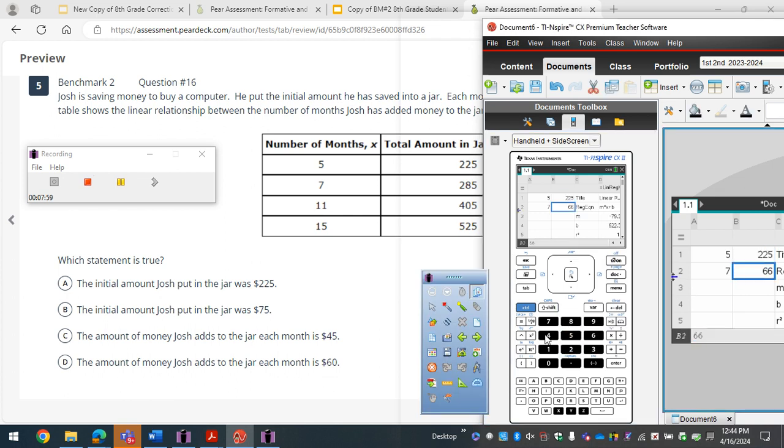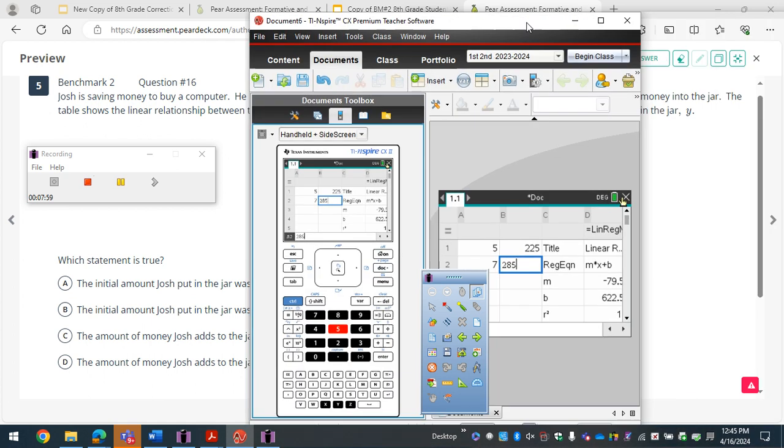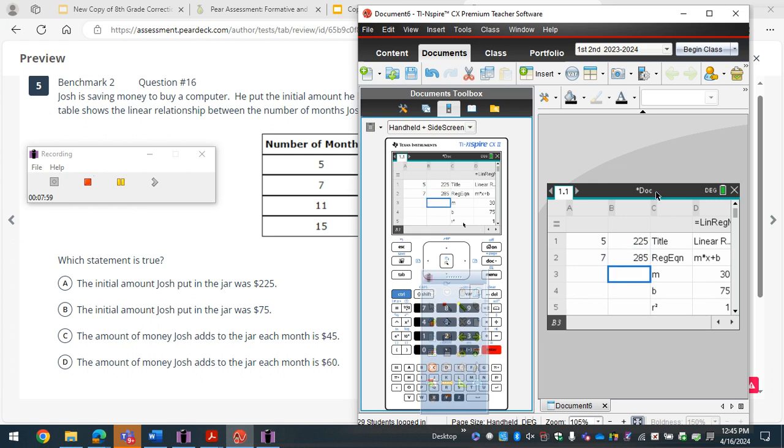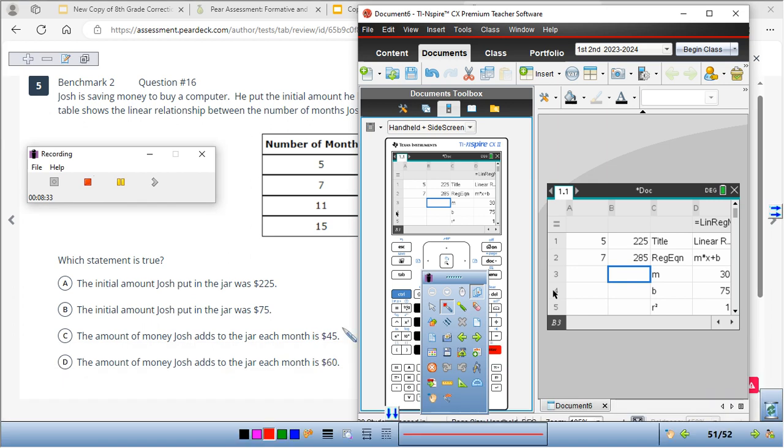225. 285. Okay. So M is 30. So each of these M's on here should be 30. So that's out. That's the matchup. And your B, your y-intercept, starting point, initial amount. Yes, that matches up.